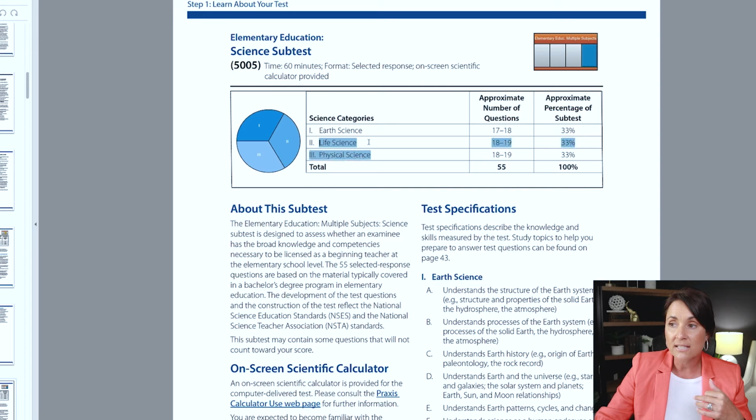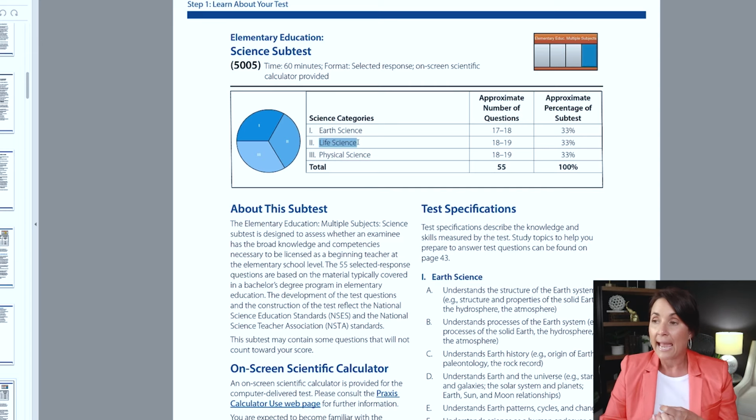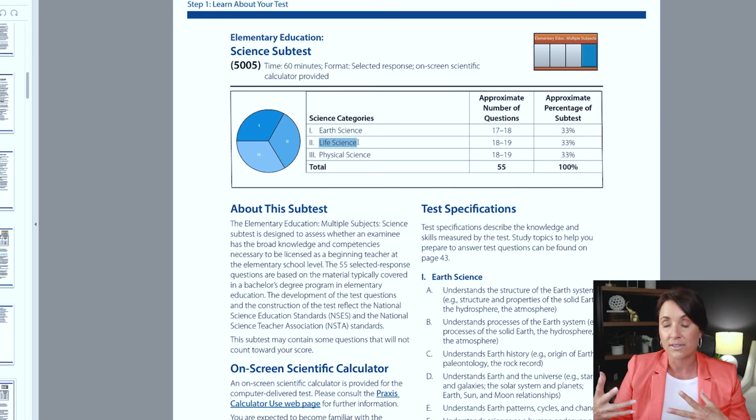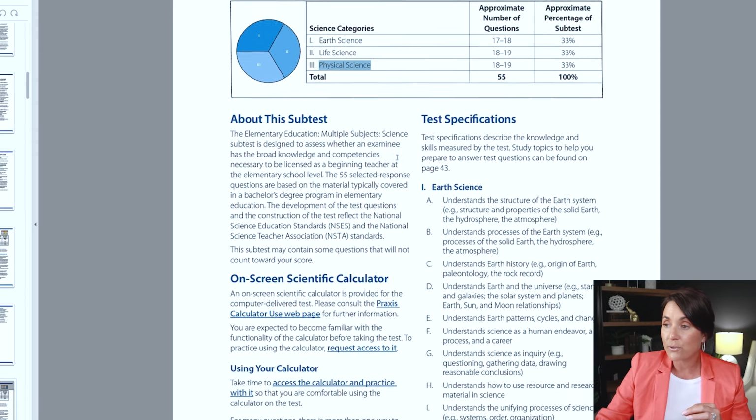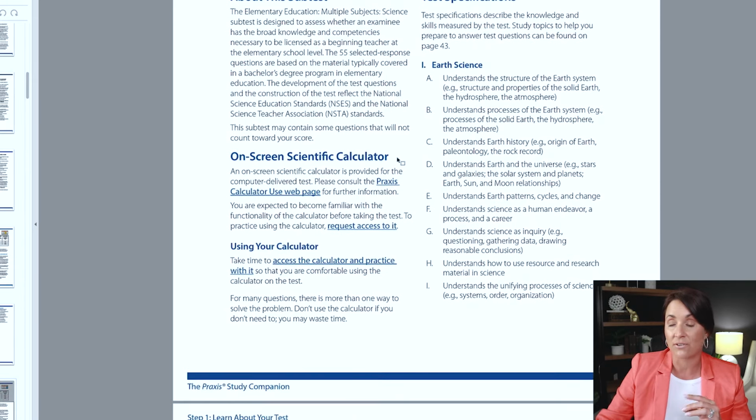Then you have life science. That's going to be all about the cells and ecosystems and animals and things like that. Then you have the physical science, and that's going to be your physics. So things like energy, circuits, friction, things like that are going to be part of the physical science. And as we move through, the science test specs are very important too, because it narrows your focus. Look at all these examples they give you in the science.